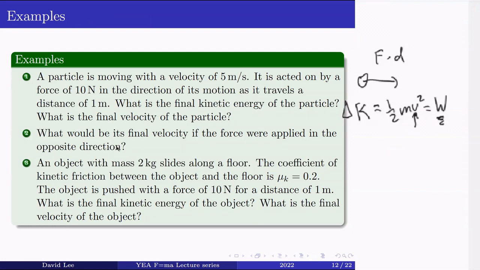So let's do some examples. Let's do first number one, and see how we can use the work energy theorem. I'll give you a few minutes. As always, if you have any questions, you can ask me or send your answers in chat.